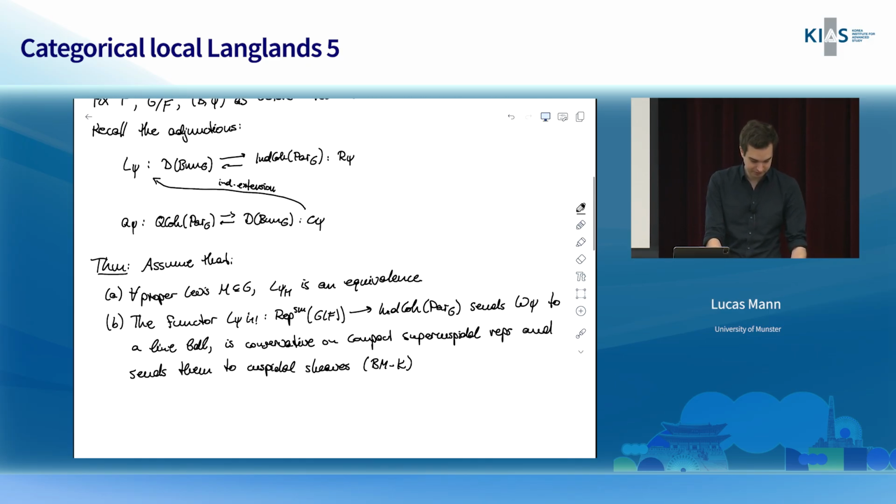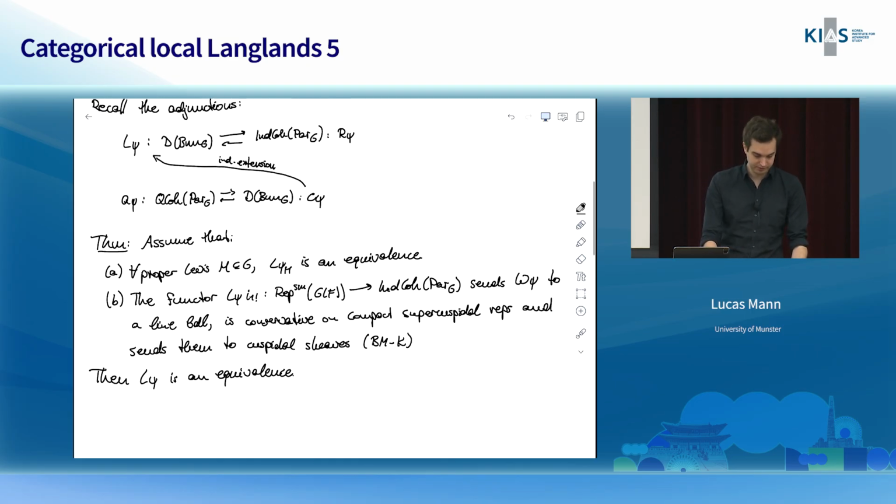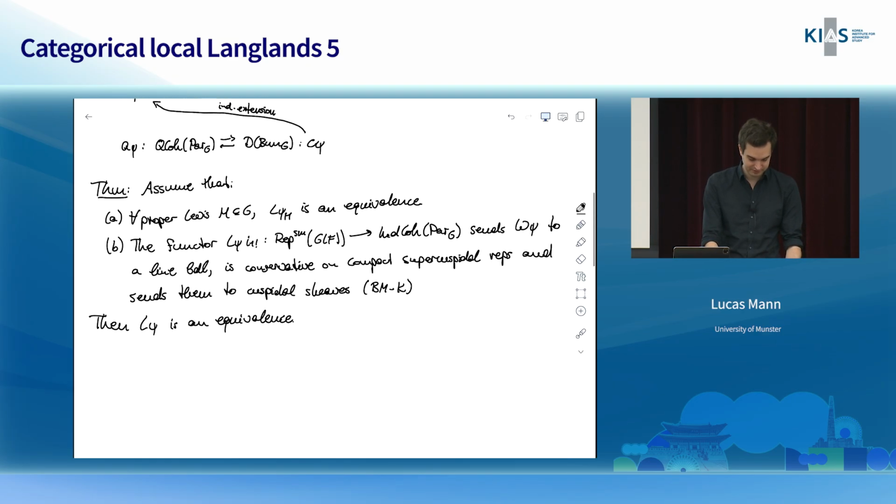Okay, so assume these two things, then we conclude that L_psi is an equivalence. Okay, and you'll see the power of this result tomorrow, but I guess it's already clear that this can be quite useful because A is essentially no condition, and B is only a condition about a functor from smooth representations to Ind-coherent sheaves. And we've seen David talk about some functor like that, at least partially, and we'll see tomorrow how that can be leveraged to get everything we need.